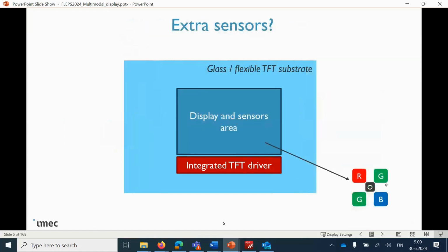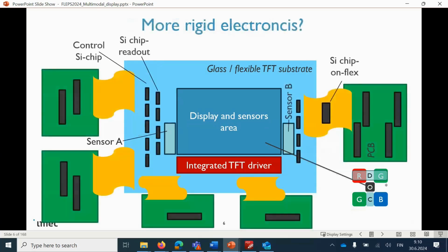In parallel, people are also talking about putting extra sensors on the displays. Extra sensors that can be around the display, that can be inside the same pixel, on top of the RGB, or below or next to the RGB subpixels. And if you try driving all of this and reading out, you will multiply your rigid electronics around the display. And then you don't have a flexible display anymore. You cannot dream anymore of a flexible display.